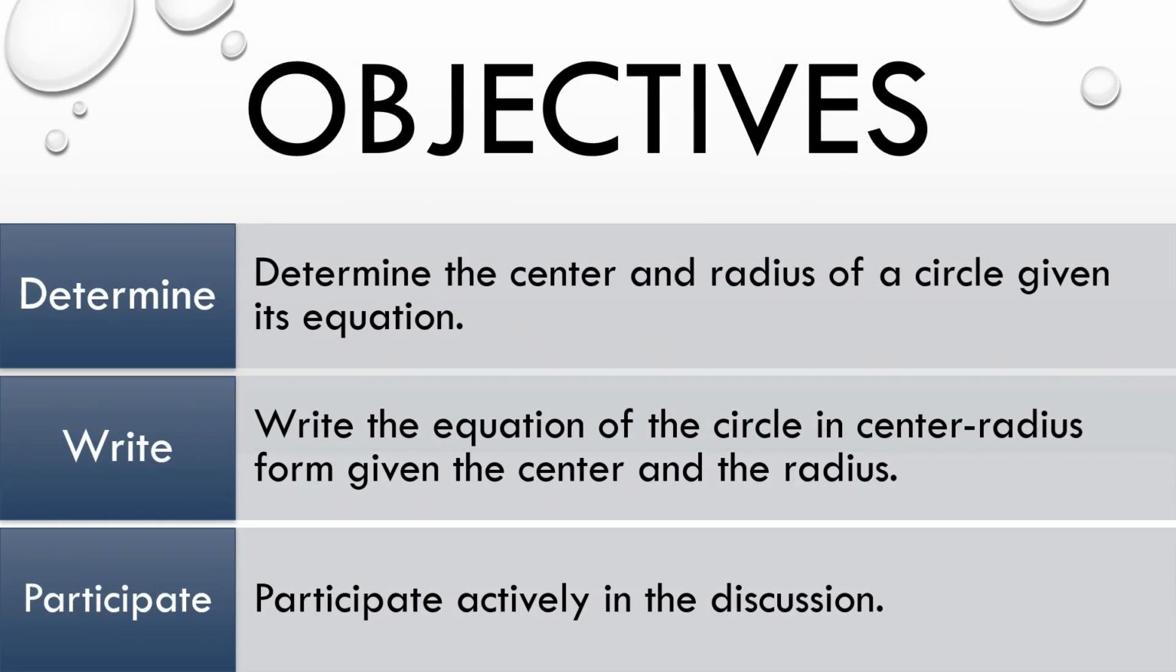These are the objectives. First, determine the center and radius of a circle given its equation. Second is write the equation of the circle in center radius form given the center and the radius. Remember class that the standard form of a circle is also called center radius form of a circle.